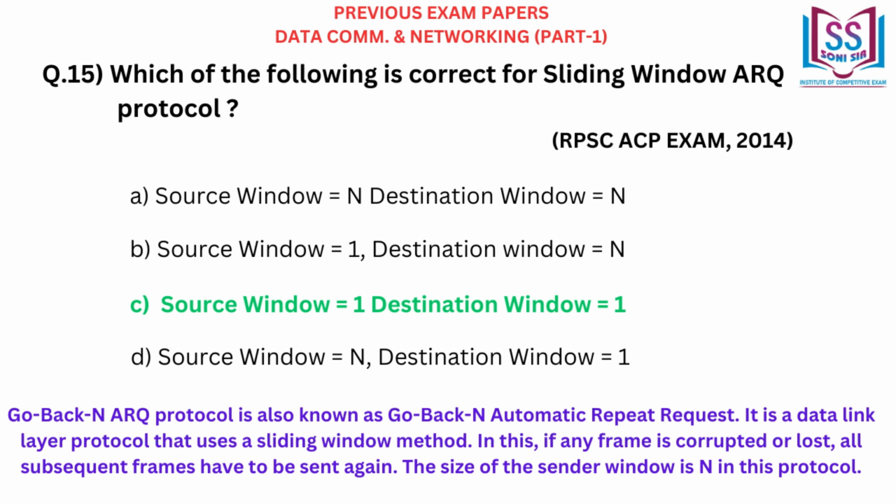Go back N ARQ protocol is also known as Go back N automatic repeat request. It is a data link layer protocol that uses a sliding window method. In this, if any frame is corrupted or lost, all subsequent frames have to be sent again. The size of the sender window is N in this protocol.